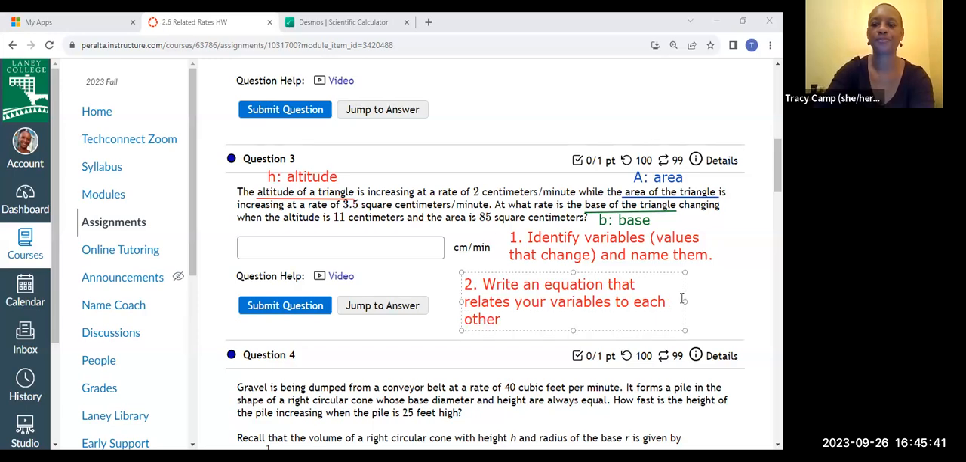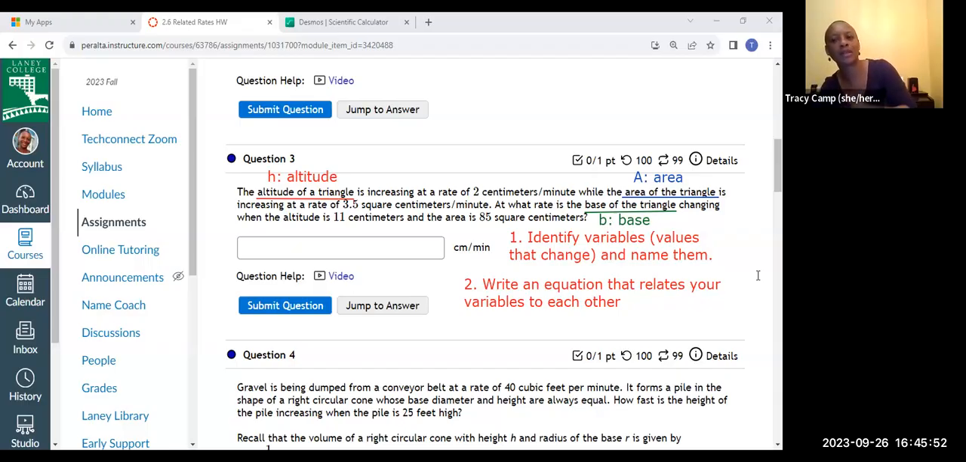To each other. So just like any equation that you can think of that would relate your variables to each other, that's a true equation, write that. We'll get into the rate stuff again in a minute, but just looking at height, area, base, I know that an equation that relates all of those to each other is the formula for the area of a triangle, which is area A equals 1/2 base times height. So write an equation that relates your variables to each other.